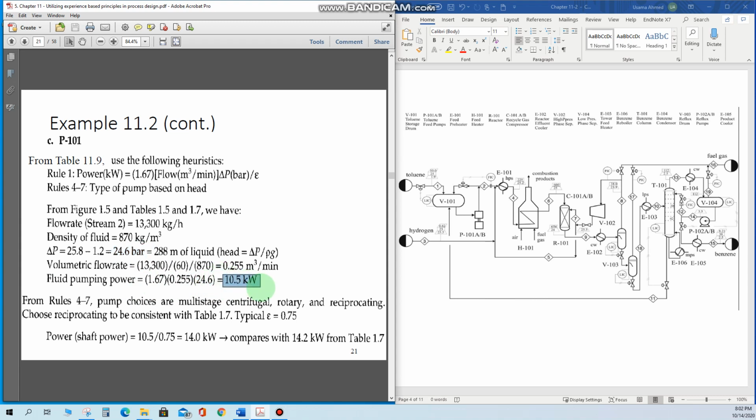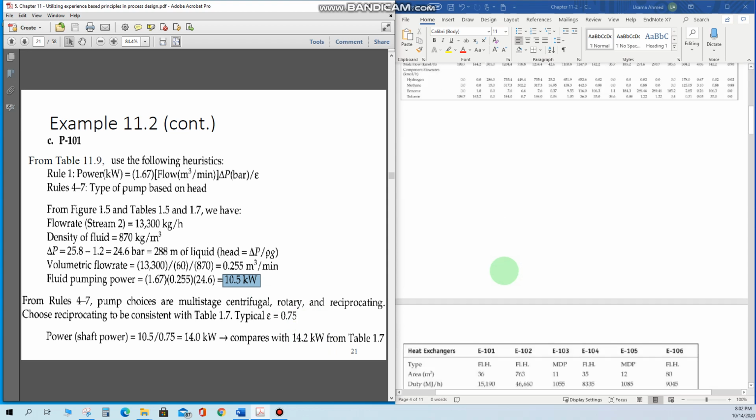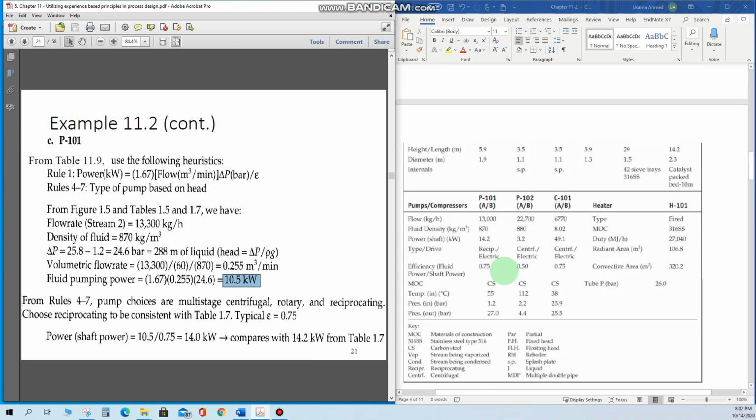Now we have to consider what should be the efficiency of this pump. If you go back to table 1.7 here, you would see this pump, and here you can see the efficiency of this pump, that is 0.75. So you can divide the fluid pumping power by the efficiency of 0.75 to get the shaft power. That comes out to be 14.0 kilowatt.